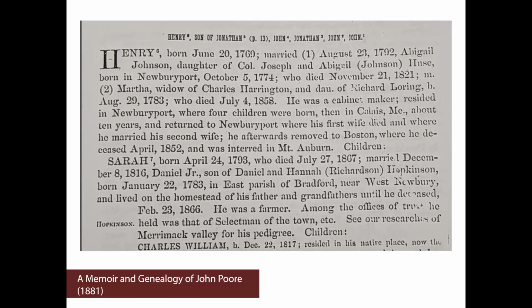In fact, part of it goes on that he was a cabinet maker, resided in Newburyport, where 4 children were born, then Calais, Maine, about 10 years, returned to Newburyport, where his first wife died, and where he married his second wife. He afterwards removed to Boston, where he deceased in April of 1852, and was interred at Mount Auburn Cemetery, and then begins to list his children. But for the practice of this research log, we're going to just concentrate on Henry and his 2 wives, Abigail and Martha.